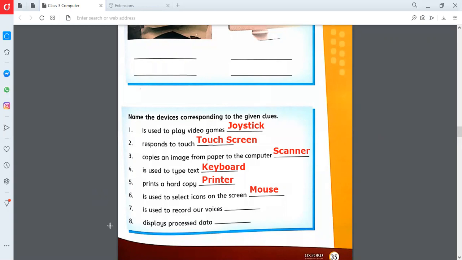Kareem Nasir, are you listening to me, Kareem? Yes, sir. Kareem, can you tell us the name of that thing which is used to record our voice? Microphone. Oh, excellent. What is the short form of microphone? Mic. That's great. Excellent. So everybody see, Kareem Nasir told us the answer that a microphone is used to record our voice, and he also told us the short form.